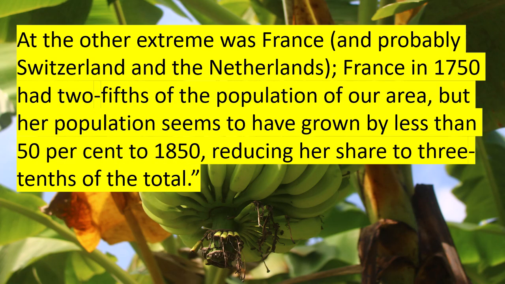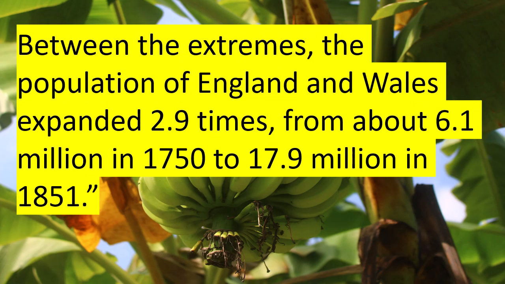At the other extreme was France, and probably Switzerland and Netherlands. France in 1750 had 2/5 of the population of our area, but her population seems to have grown by less than 50% to 1850, reducing her share to 3/10 of the total. Between the extremes, the population of England and Wales expanded 2.9 times, from 6.1 million in 1750 to 17.9 million in 1851.